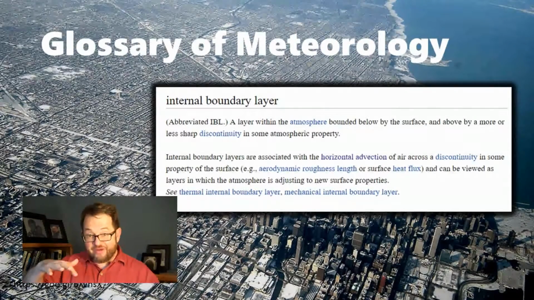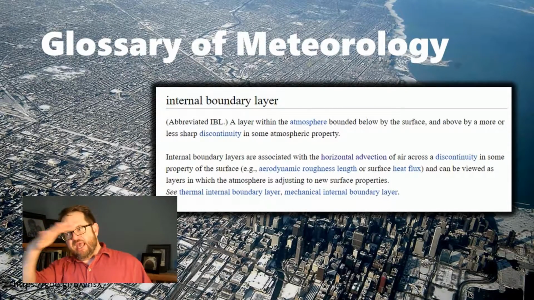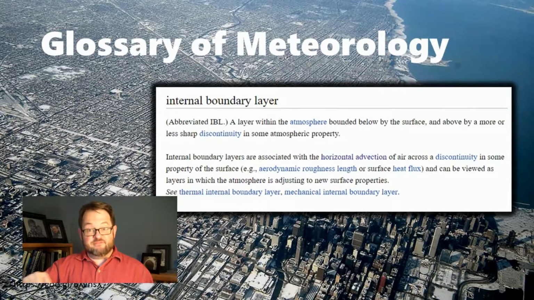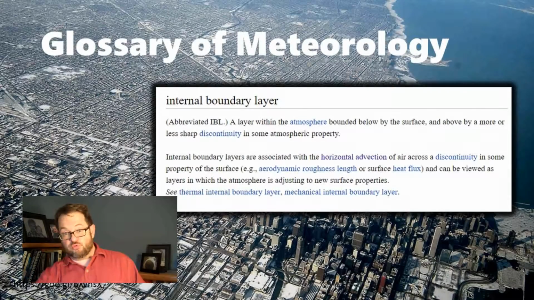So the internal boundary layer has to have the bottom of the atmosphere, the surface of the Earth, as its bottom, and then it separates something very different above and something very different below. Internal boundary layers are associated with horizontal advection of air across a discontinuity. Advection, horizontal transport of air.